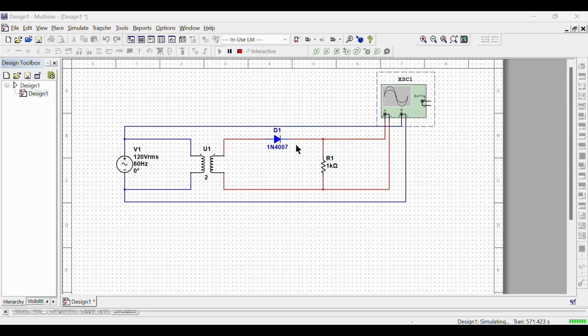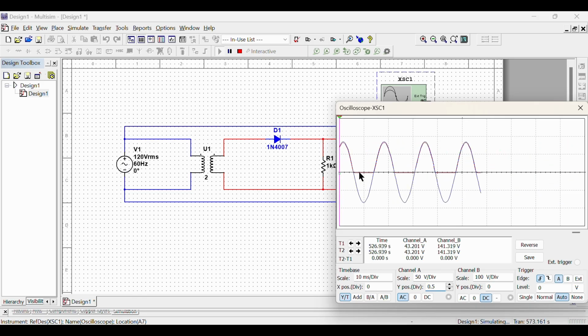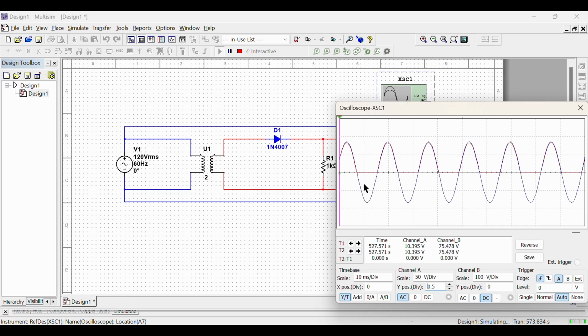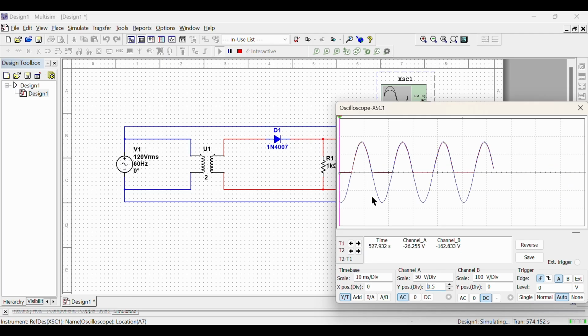AC current has two directions, while DC current has only one direction. On this point, the current will be positive, while on this point, the current will be negative. So here is the sine wave for this circuit. As we can see, the blue line is for the input, and the red line is for the output. So the output for this circuit will be the upper half of the sine wave.